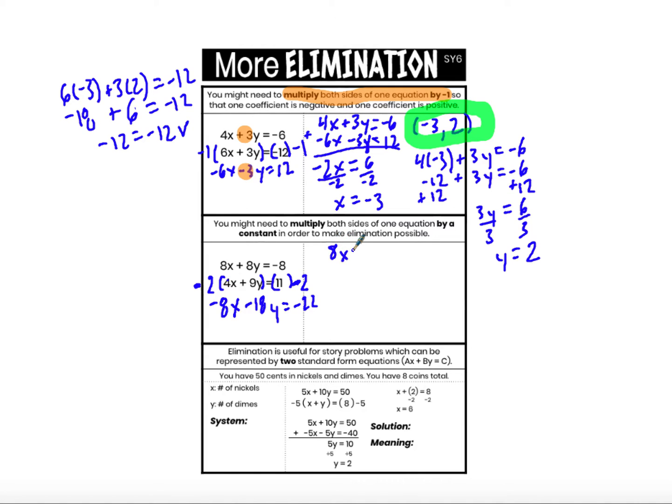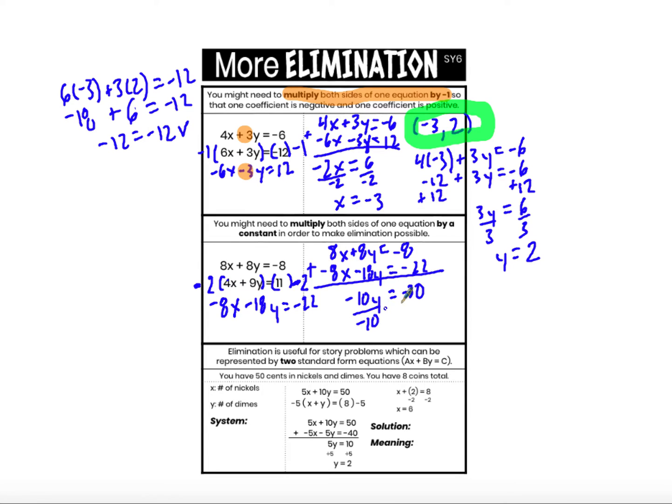So I have 8x plus 8y equals negative 8, just copying over that first equation. And now the second equation that's been transformed. Negative 8x minus 18y equals negative 22. From here on out, it's just like basic elimination. 8x plus negative 8x is 0. I don't have to write that 0. 8y plus negative 18y is negative 10y. Negative 8 plus negative 22 is negative 30.